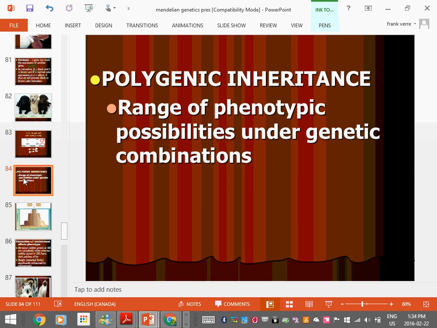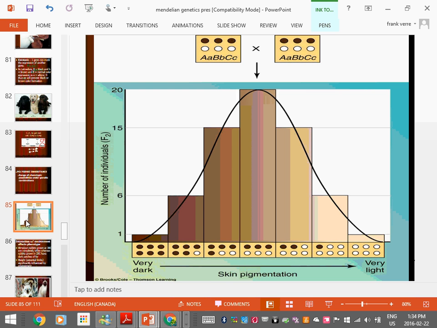Polygenics. This is where more than one gene will affect the characteristics. We've been assuming so far that a characteristic is determined by only one gene. Give me an example of a characteristic that is determined by only one gene. Give me an example. That's not a gene, that's a chromosome. Right? There's a bunch of genes on there.